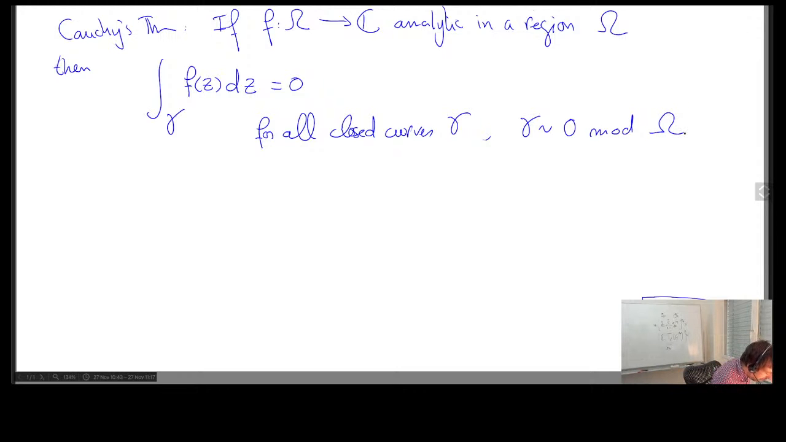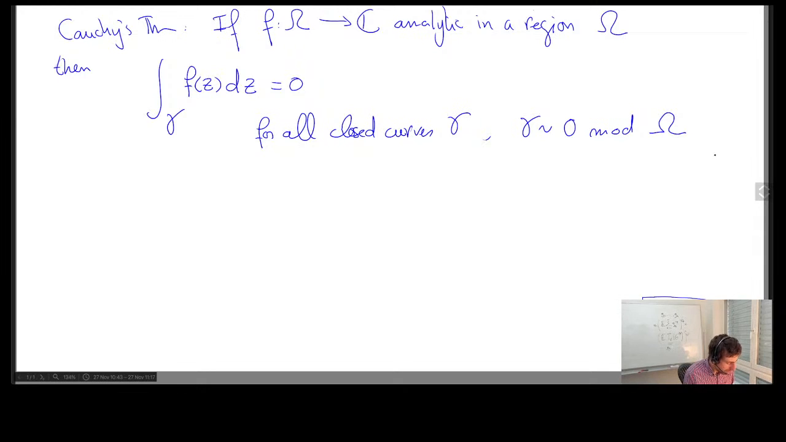It doesn't go around any point outside of omega. It doesn't go around any hole that omega might have. Okay? And so basically we spent almost all of Tuesday just proving this theorem, right? So we finished the proof of this.